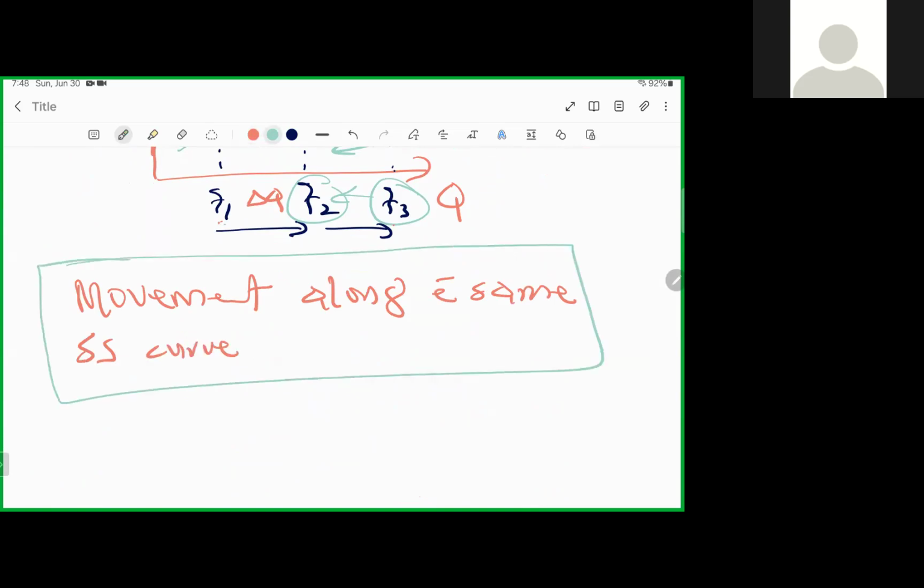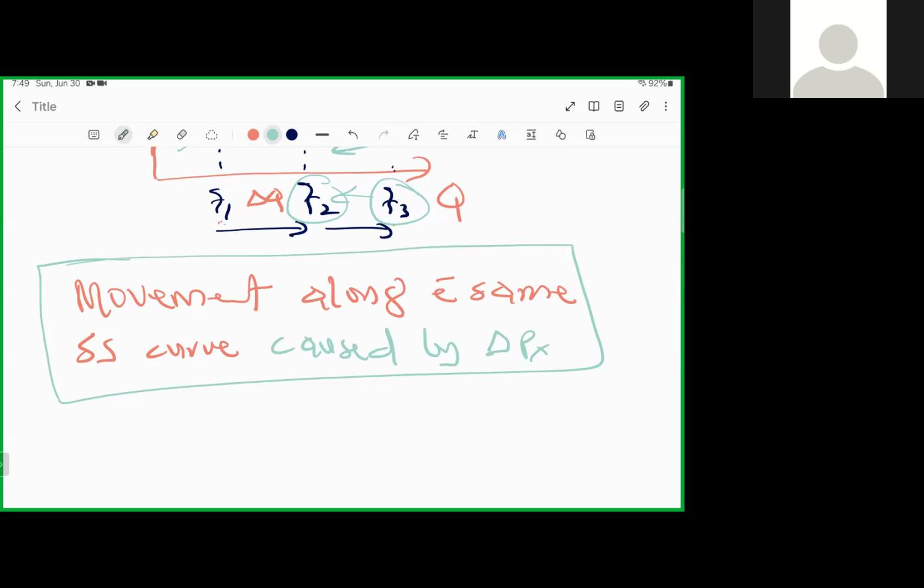And that particular movement along the same supply curve is caused by changes in price.